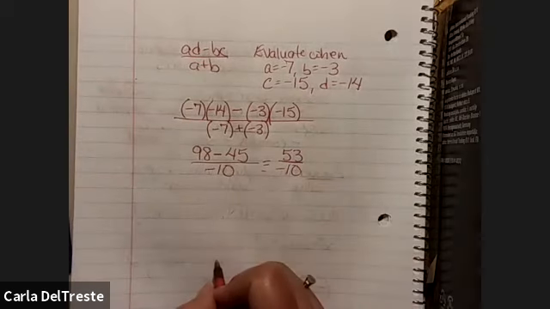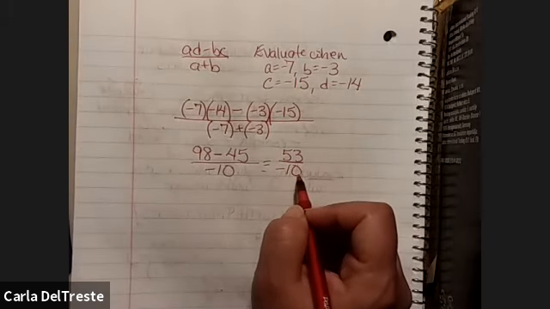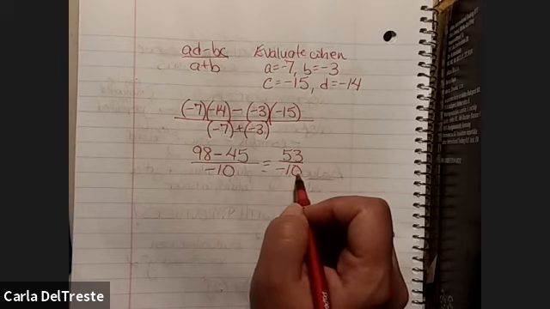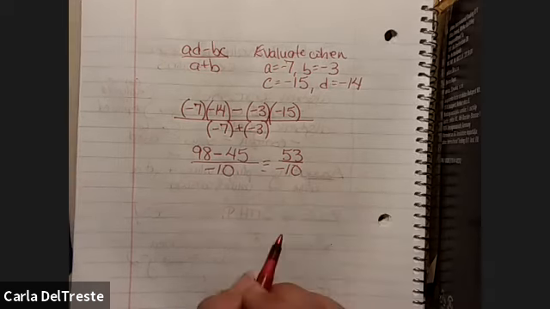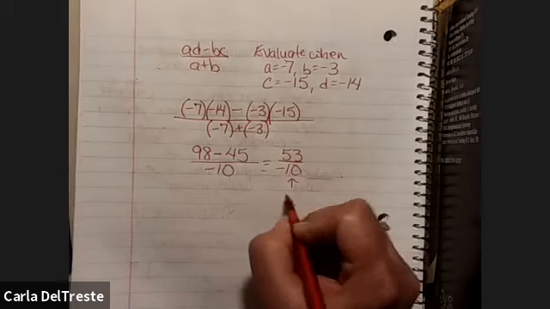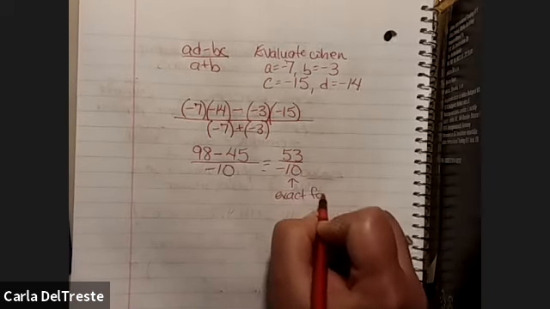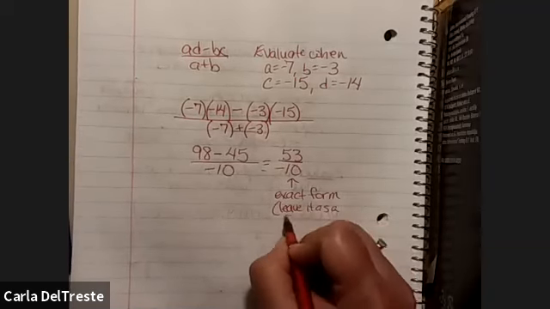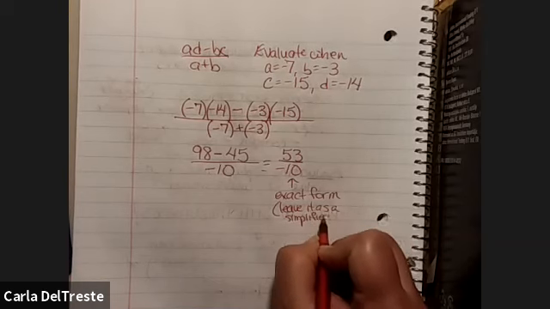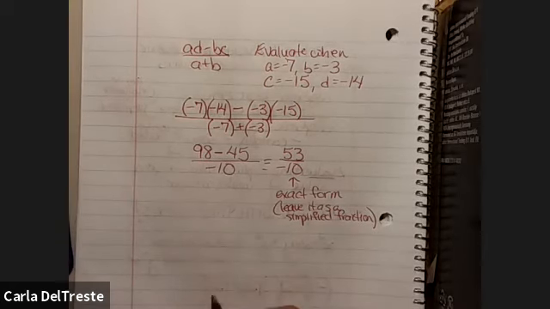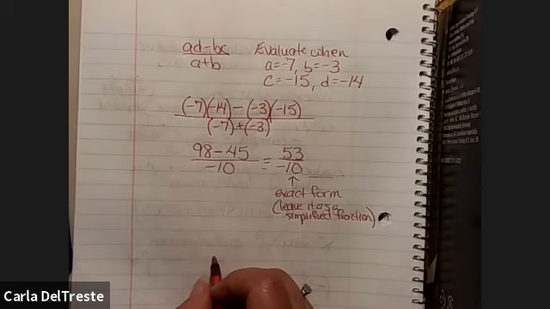over negative 10. And now this can't be simplified. 53 has nothing in common with 10. They don't have anything that they're both divisible by. So if I can't simplify it, that's it. Don't go to a decimal. We want to leave it as a fraction. This is called exact form, which means you leave it as a simplified fraction. You don't want to convert to a decimal. Leave it as a fraction as much as you can.